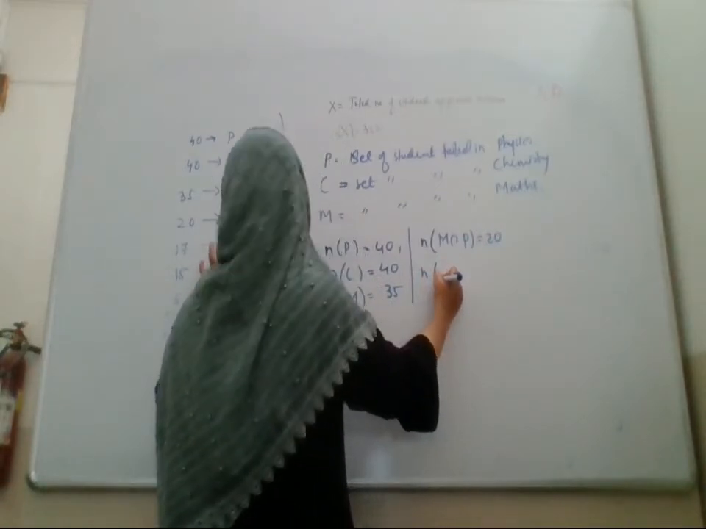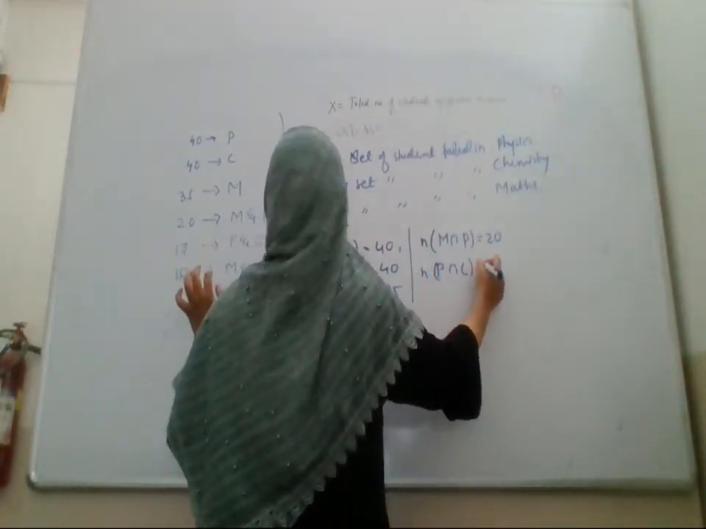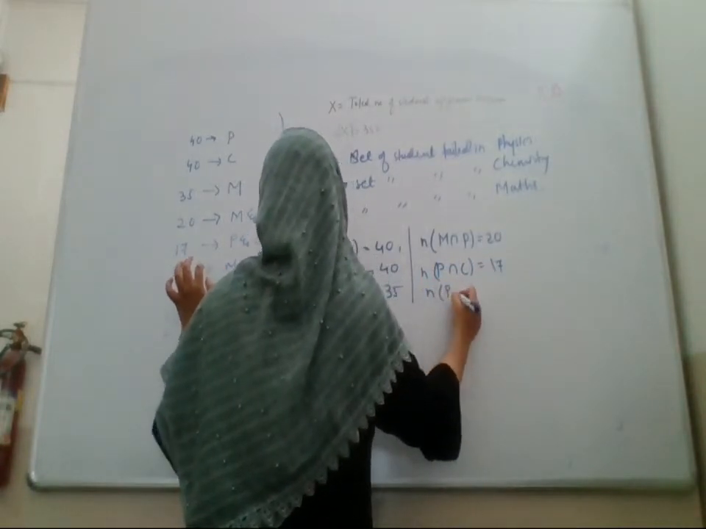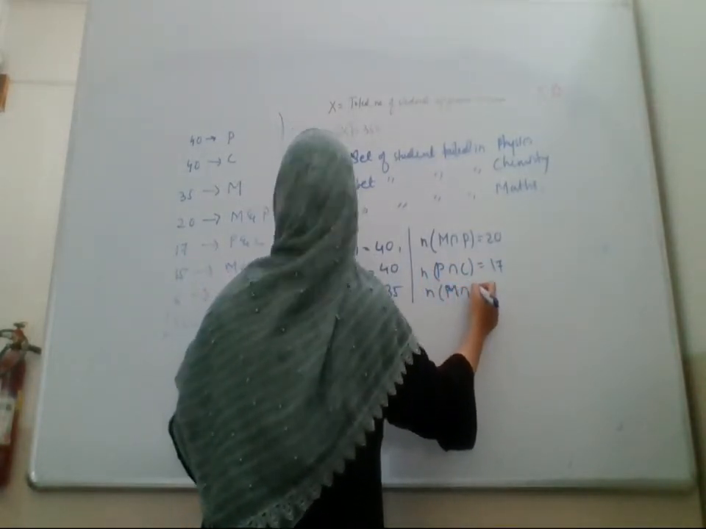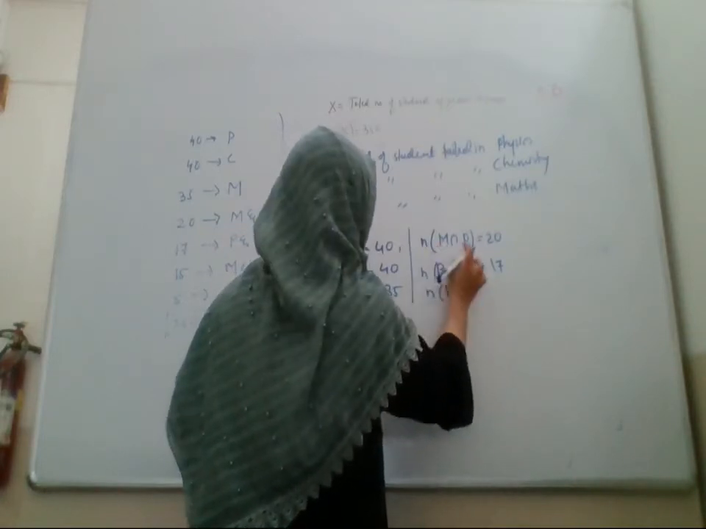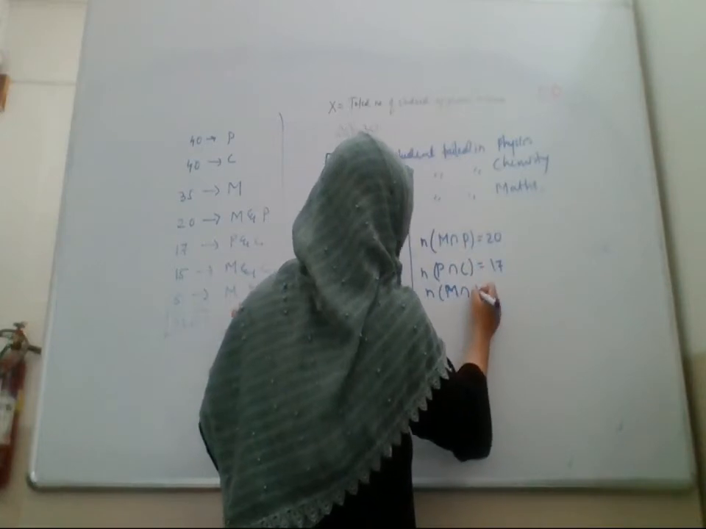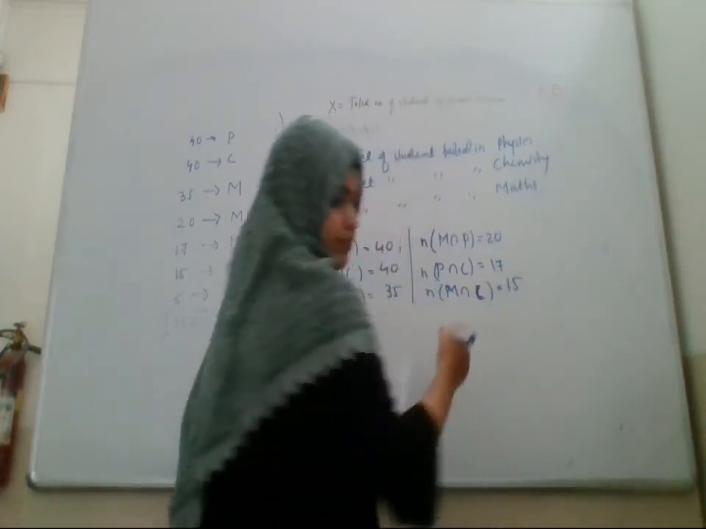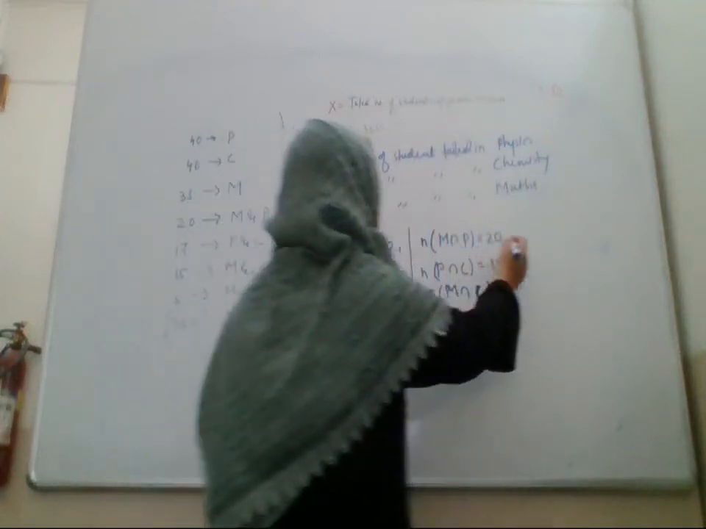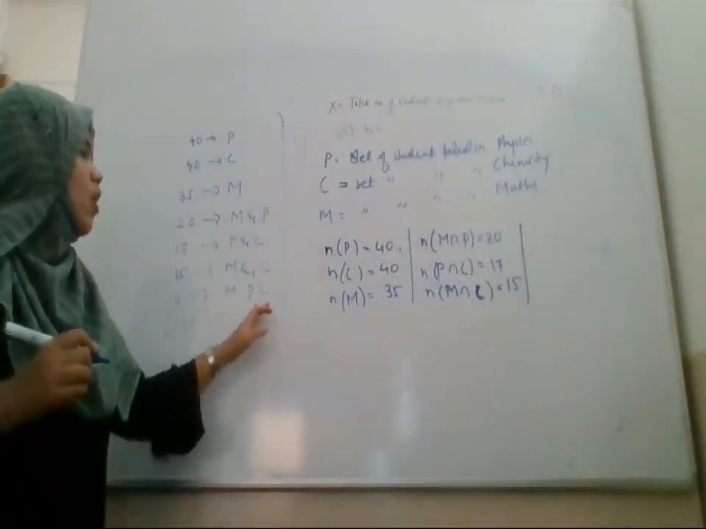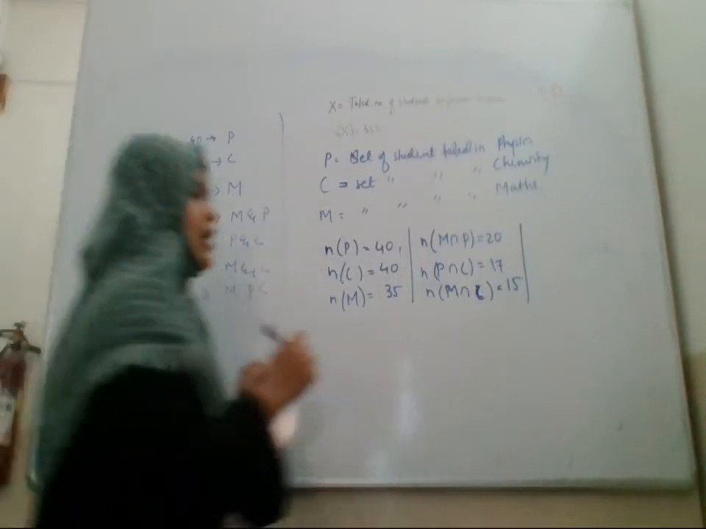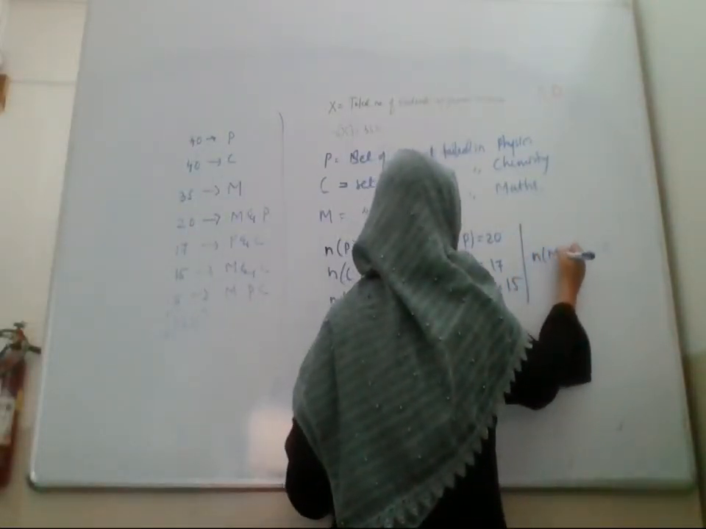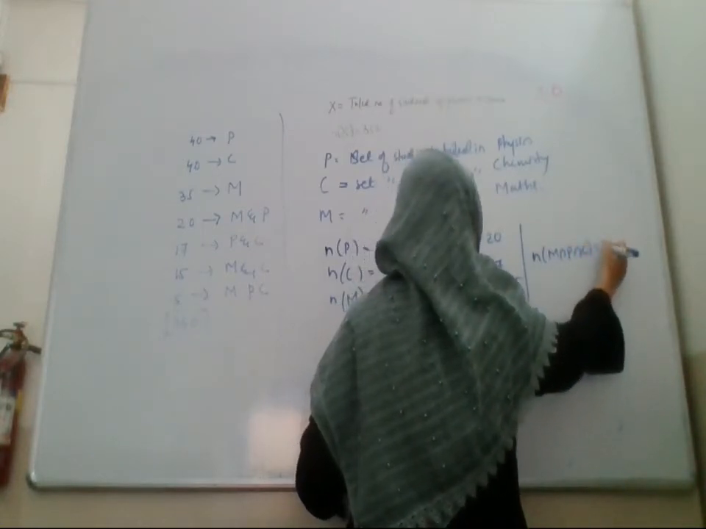Number of students failed in physics and chemistry, that is P intersection C, is 17, and number of students who failed in maths and chemistry is equal to how much? It is equal to 50. Okay. And total number of students who failed in all subjects, maths, physics and chemistry, is 5. So that means cardinality of M intersection P intersection C is equal to 5.